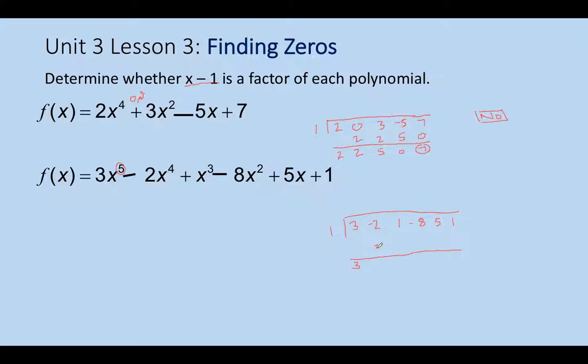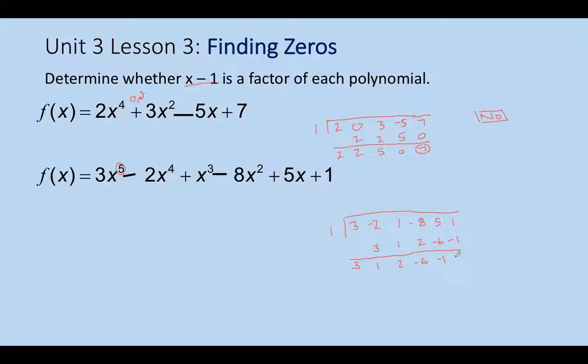1 times 3 is 3. Negative 2 plus 3 is 1. 1 times 1 is 1. 1 plus 1 is 2. 1 times 2 is 2. Negative 8 plus 2 is negative 6. 1 times negative 6 is negative 6. 5 minus 6 is negative 1. 1 times negative 1 is negative 1.